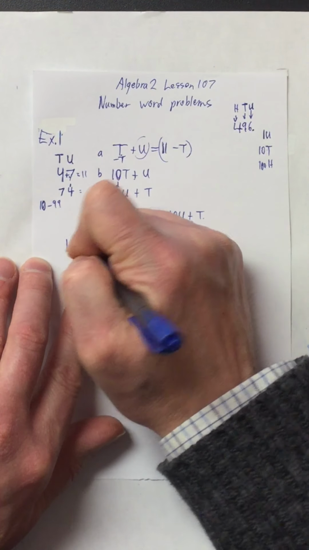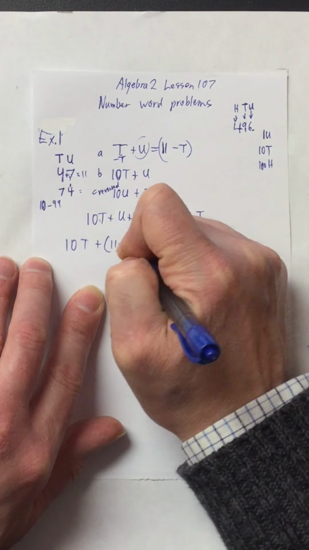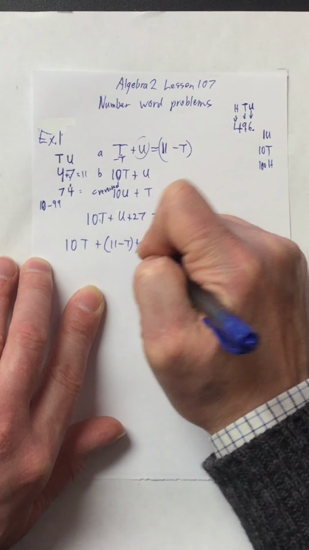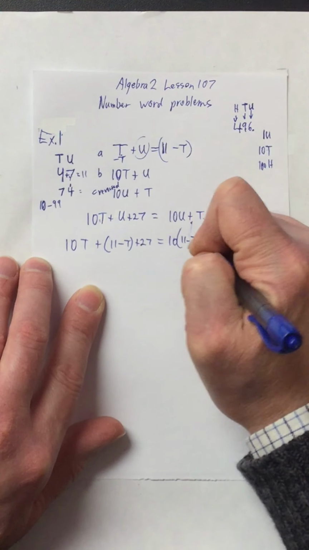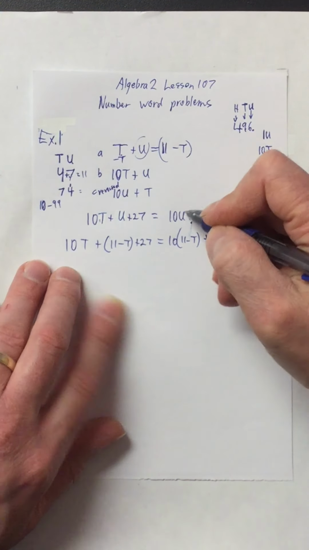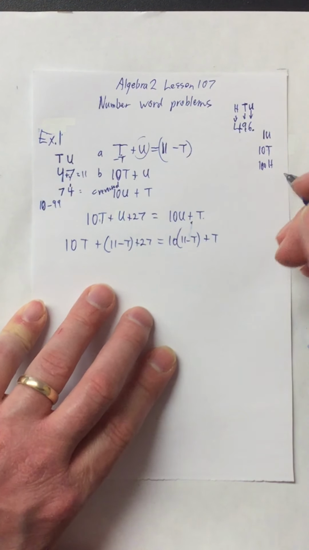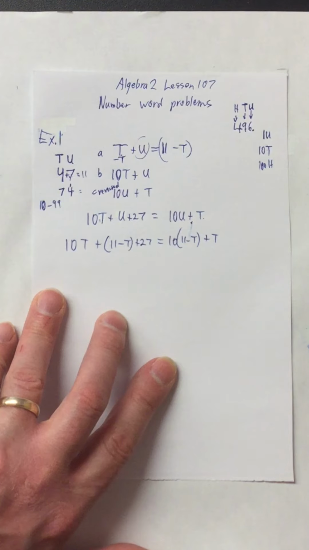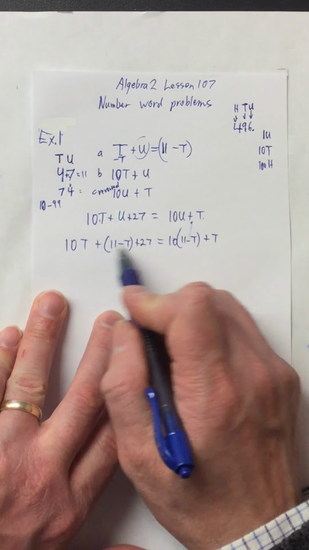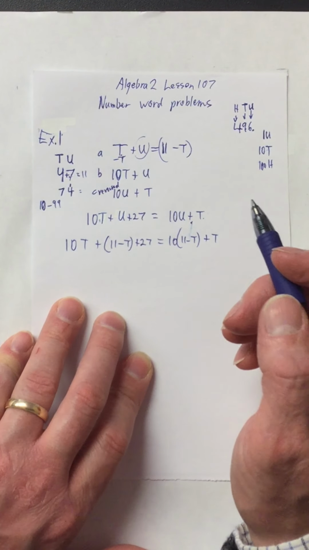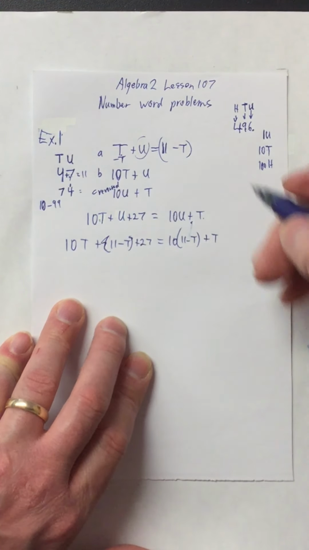So let's rewrite this. 10t plus parentheses 11 minus t plus 27 equals 10, parentheses 11 minus t, plus t. All right, so in the two places that had the u value, I substituted in 11 minus t. Now we're to our normal algebra. Let's remove some parentheses. This one here, the parentheses can just go away because there's no multiplication involved.